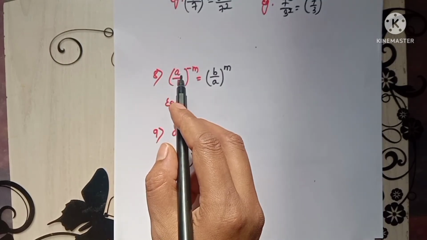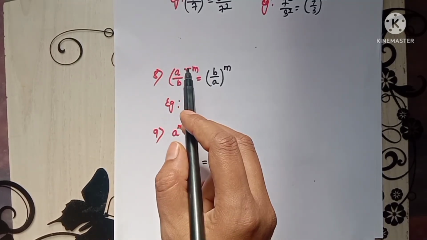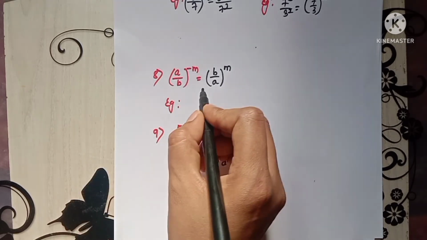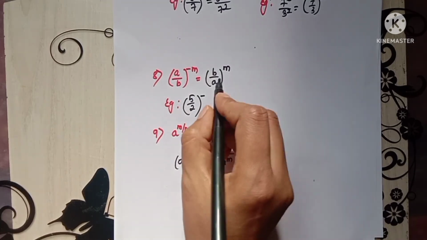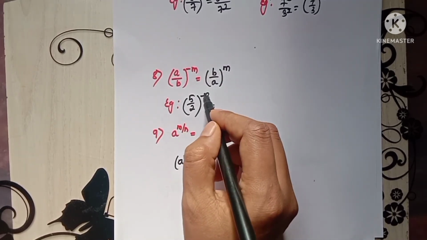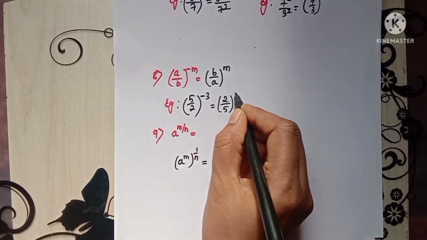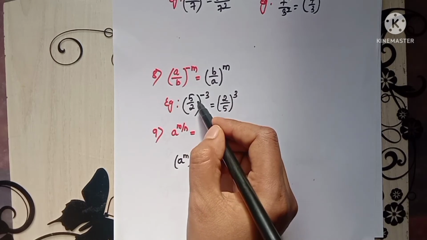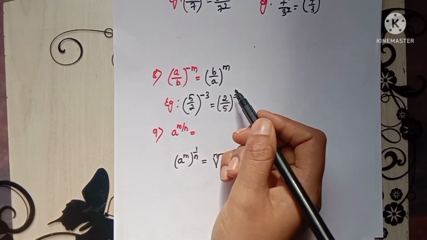So, what is the reciprocal of this? (b/a) to the power m. This minus will become plus. Let us take an example. 5 divided by 2, to the power, suppose, minus 3. The reciprocal of this will be what? 2 divided by 5, the whole power 3. The numbers will interchange and the sign of the power will change.